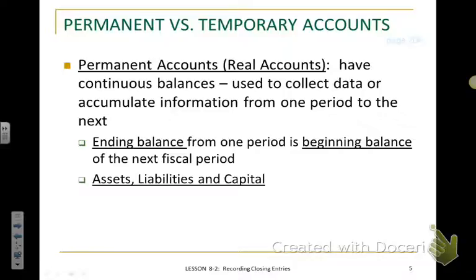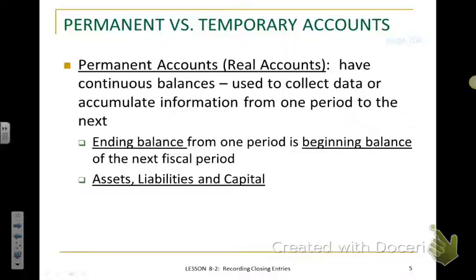Now, the next piece is really understanding the difference between a permanent account and what we call a temporary account. Permanent accounts have what we call continuous balances. Those balances flow from one fiscal period to the next. So think about it. The easiest concept is to do with your cash. So how many of you have a bank account? Hopefully all of you. Okay. Most of you seem like you have a bank account.